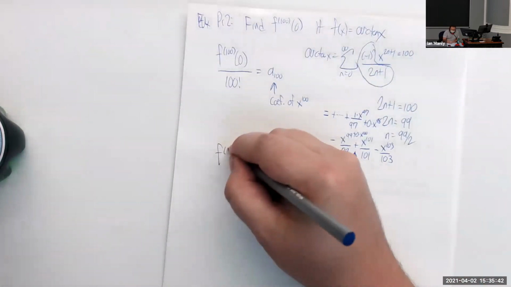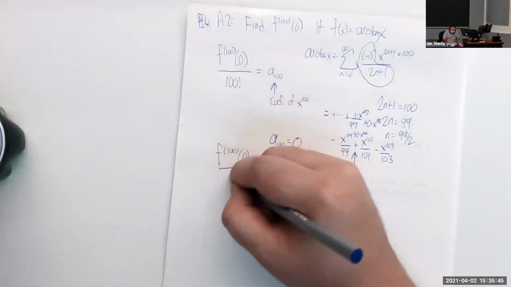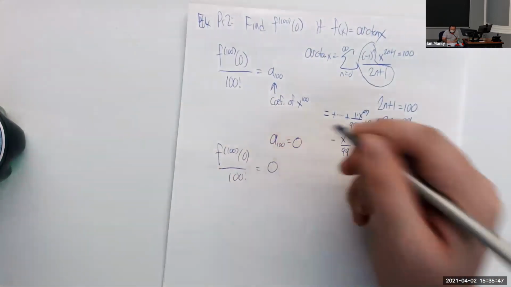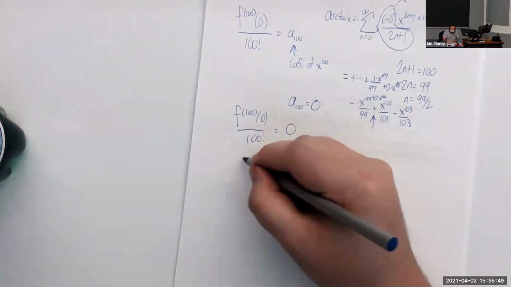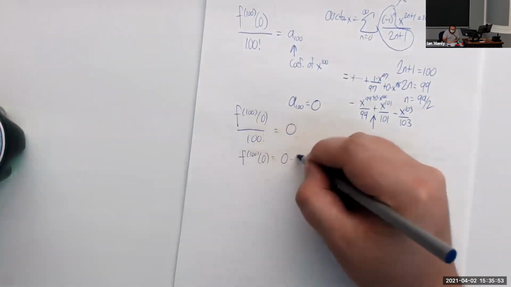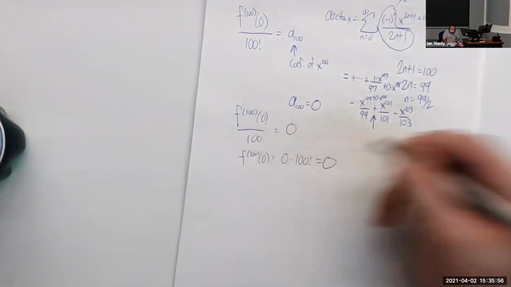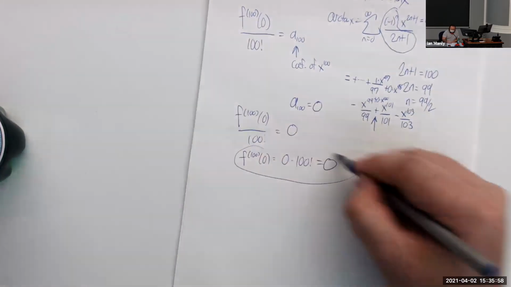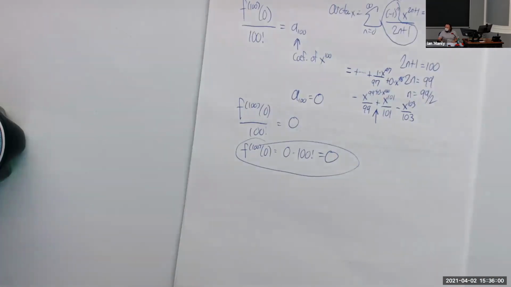So we end up with 0 on this side of our equation. We do 0 times 100 factorial, and I don't care how big 100 factorial is, times 0, it's not going to be anything. So that means that our 100th derivative is going to be 0.